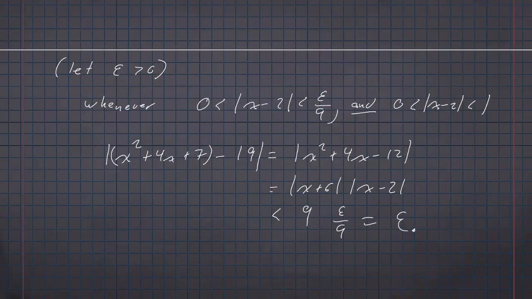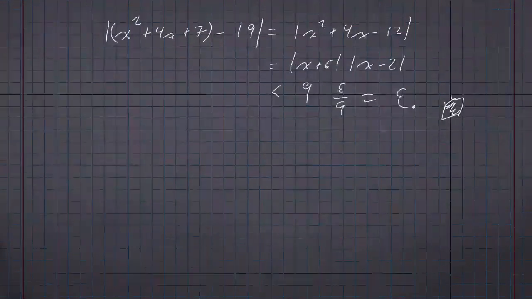So whenever absolute value of x minus 2 is between 0 and either epsilon over 9 or 1, whichever one is smaller, we get that the absolute value of f of x minus L is less than epsilon, which is exactly what the definition of the limit tells us is supposed to happen. Okay. A little bit lengthy, but we got through it. Hopefully everything makes sense there.